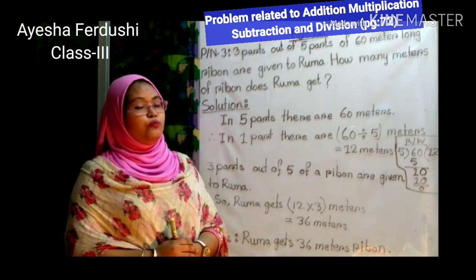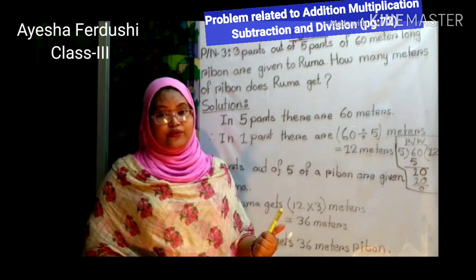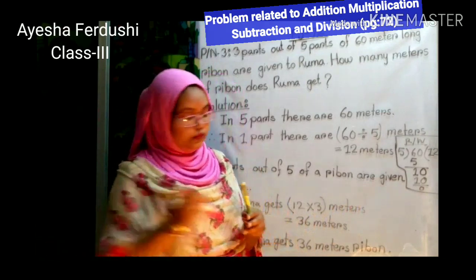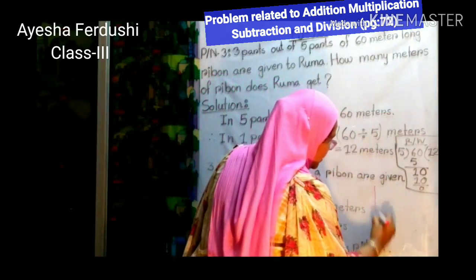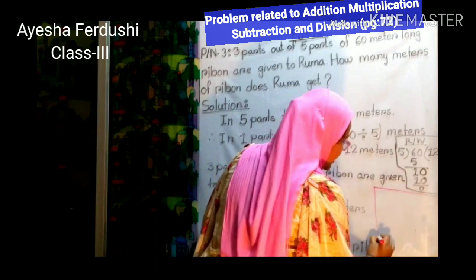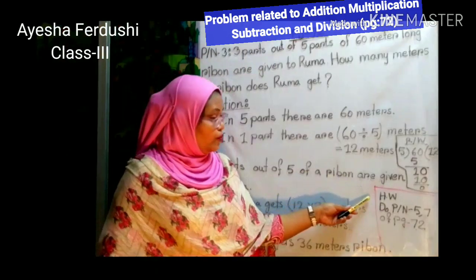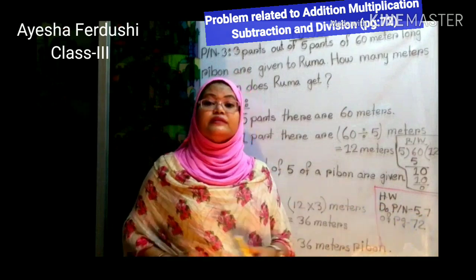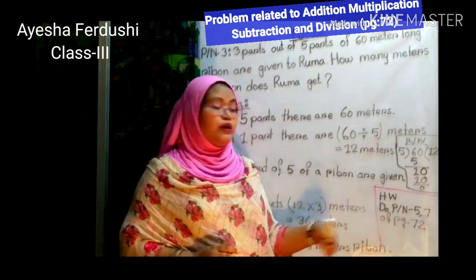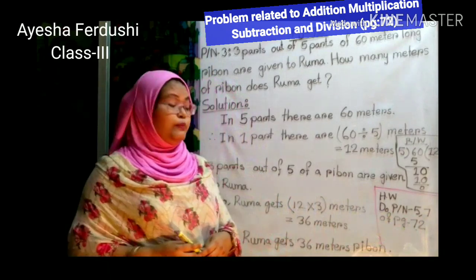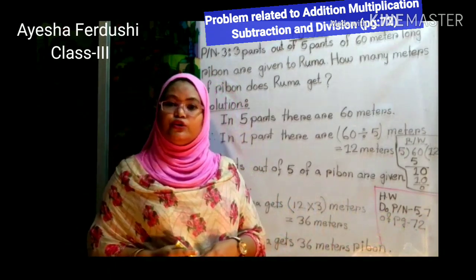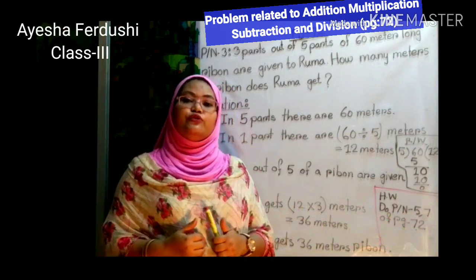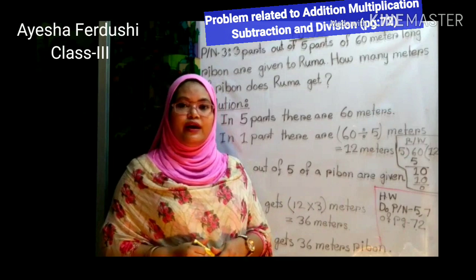Okay dear? Your homework: take out your diary and write your homework. Homework is, I am writing here. Okay dear? Your diary is here. Your homework, do problems 5 and 7 of page number 72. From page number 72, you will solve problem number 5 and 7. Try yourself. If you feel any problem, you can message me. I will try to help you solve this problem. Okay dear? Allah Hafiz.